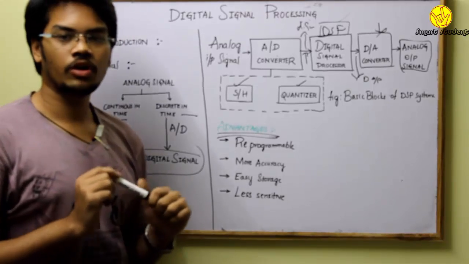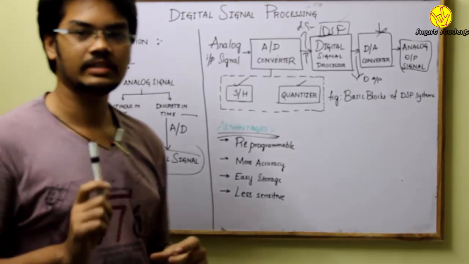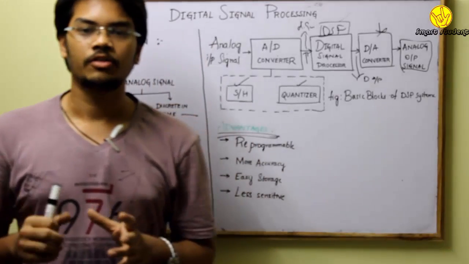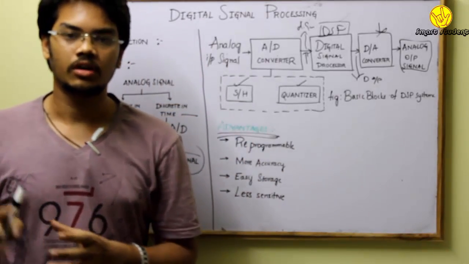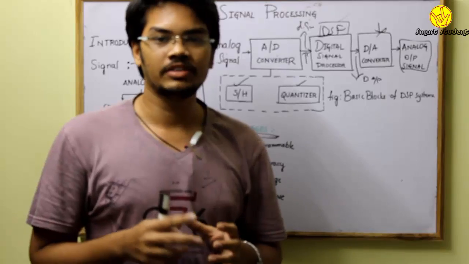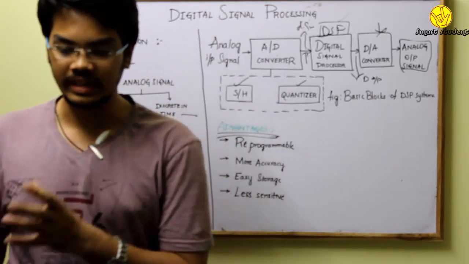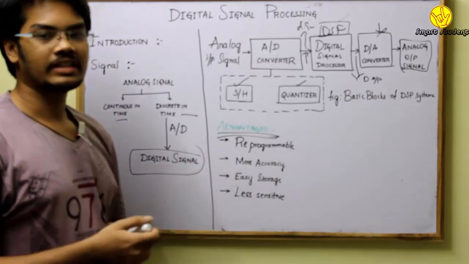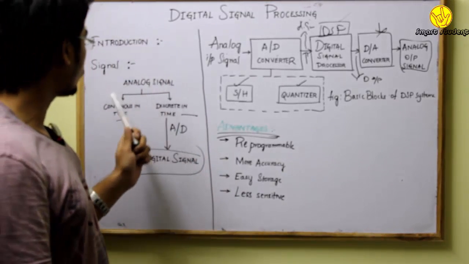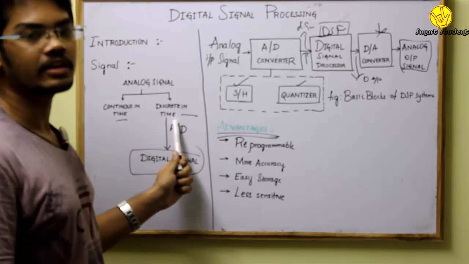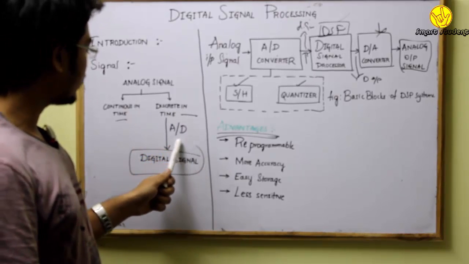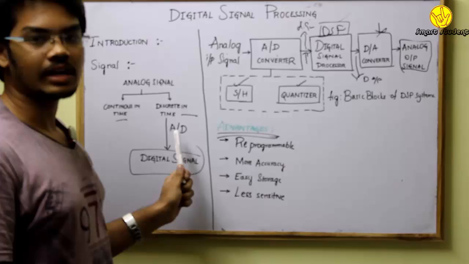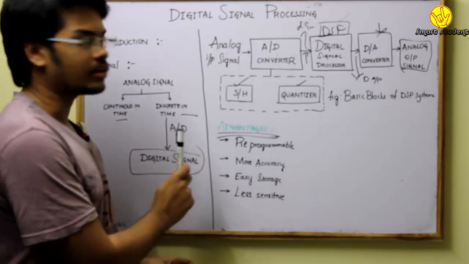So first, before going into the topic, let's see what is a signal. A signal is something which carries valued information, or it is a physical quantity which is varying in accordance with time, space, or many other independent variables. Next, if you consider the analog signal, it is classified into two types: continuous time and discrete in time. So when we give this discrete in time to an analog to digital converter, then we get a digital signal.